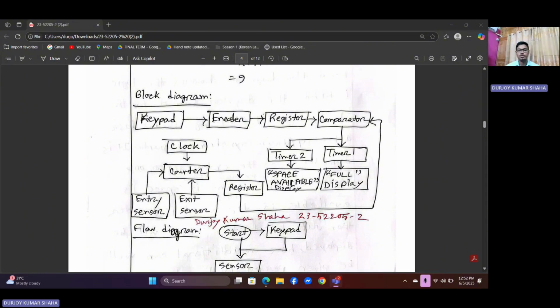Two timers are used. Timer 1 activates the full display when the lot is full. Timer 2 activates the space available display when parking is available. Next, the flow diagram.